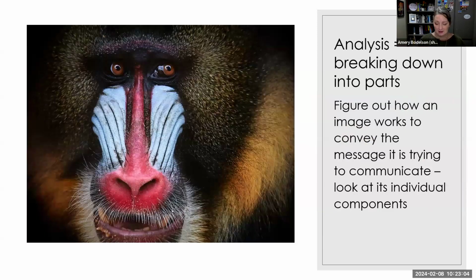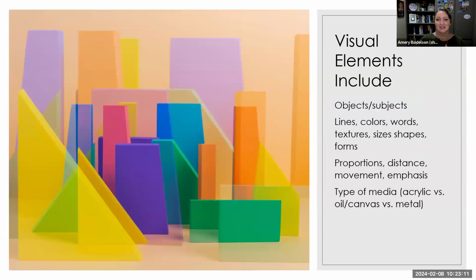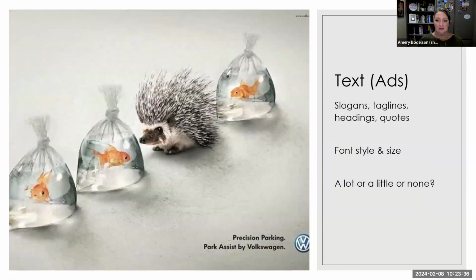You are trying to break down the piece to better understand it, to maybe intensify your appreciation or disgust for the piece. And you are looking at things like the objects and the subjects used, the types of lines, the colors, the textures, the proportions, the movement. This is especially true if you're looking at a static piece of art, like a painting, or if you're looking at an advertisement. Is it realistic? Is it photography? Is it cartoon? Is it stop action? How is it created and what is the effect of that?